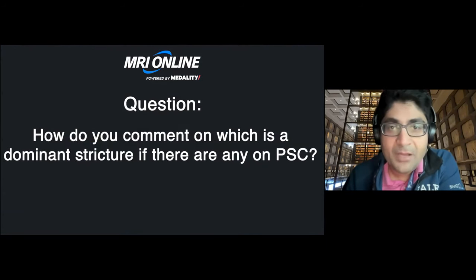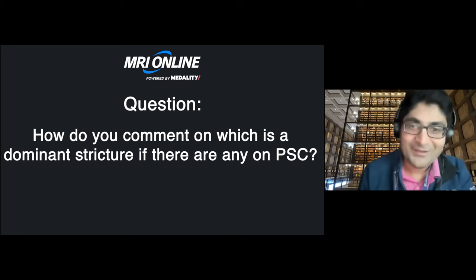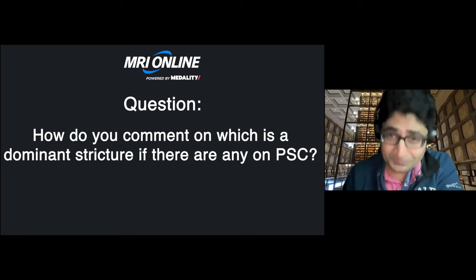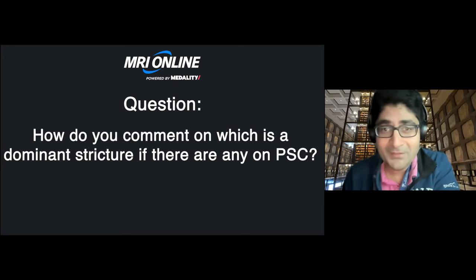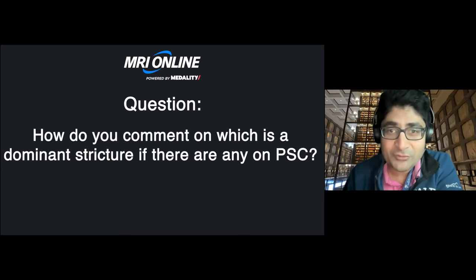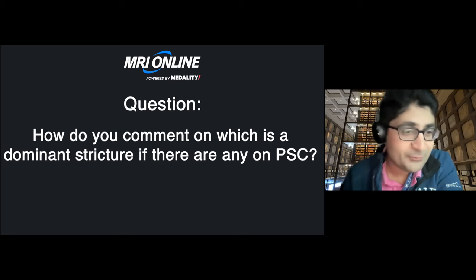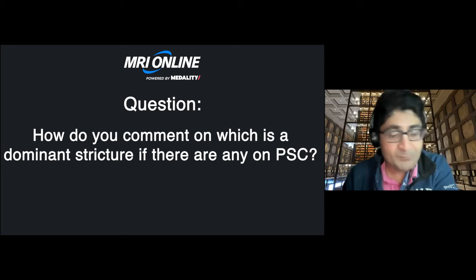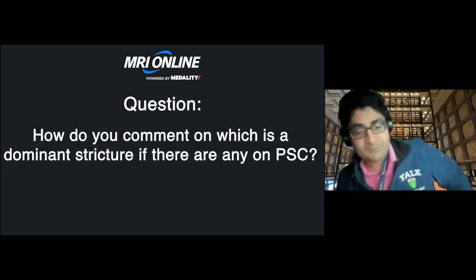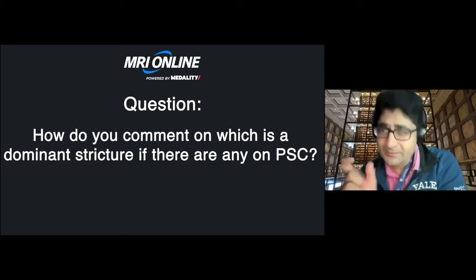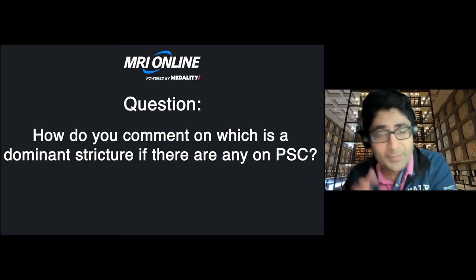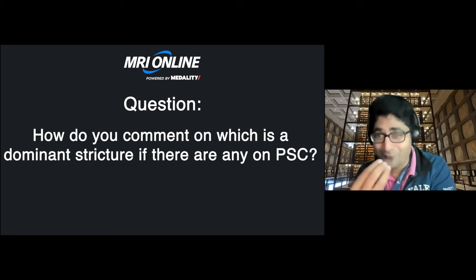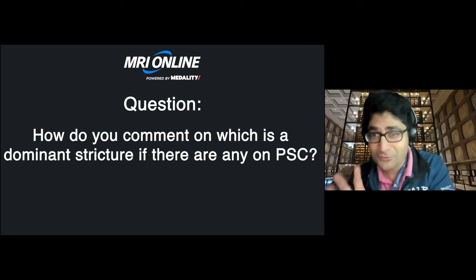So I get one. How do you comment on which is a dominant stricture, if there are any, in PSC? I think it's a great question. I think there's a lot of people who have their own definition of what a dominant stricture is. There's probably something in the literature that defines it more effectively. But you just look at it, and if there's any stricture, usually about a centimeter in its length, that's the one that you start to worry about. It's obviously going to be, at the end of the day, an arbitrary number, because everything starts off much smaller and becomes bigger. But about a centimeter, you start to take notice.